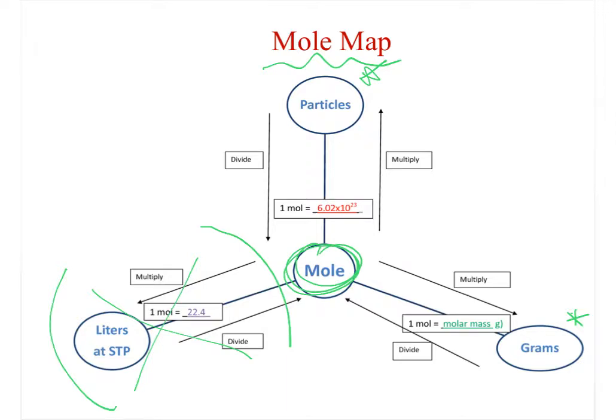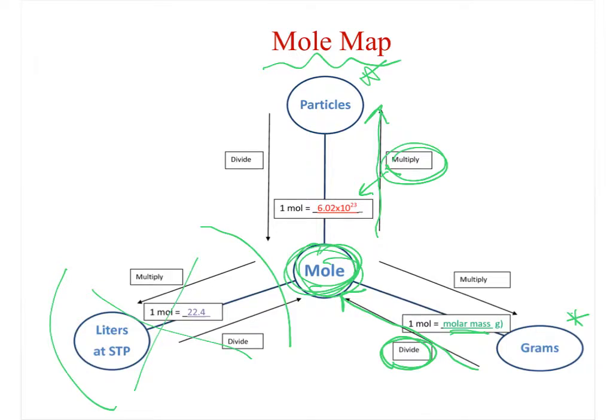If we start at grams, we want to go this direction, right, towards particles. And so that means we're going to divide by the molar mass, and that'll give us moles. And then to get to particles, we're going to go this direction again, and that means following this map, we're going to multiply by Avogadro's number.